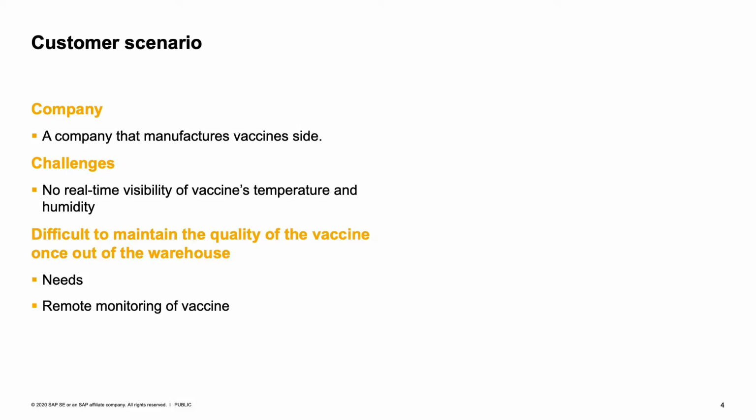To dig a little bit deeper, vaccine manufacturers may want to make sure the vaccines are safely delivered to distribution centers, hospitals, and clinics. This means that vaccine manufacturers want to monitor vaccines remotely all the time. So we can summarize the customer scenario in 2 things: there is no real-time visibility of the vaccines' temperature, and it is difficult to maintain the quality of the vaccines once they are out of the warehouse.